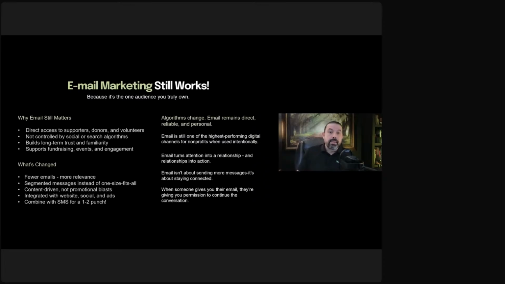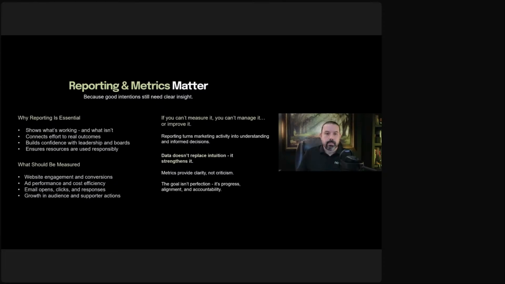Algorithms change. Email remains direct, reliable, and personal. So SEO, socials, those things are all going to change based on what the powers that be decide. But email's there for you all the time. It's still the highest performing digital channel for nonprofits when used intentionally. It turns attention into a relationship and relationships into action. Email isn't about sending more, it's about staying connected. When someone gives you their email, they're giving you permission to continue the conversation. That's why having your email is so important to me, because I get to communicate with you and share this type of value with you on an ongoing basis.